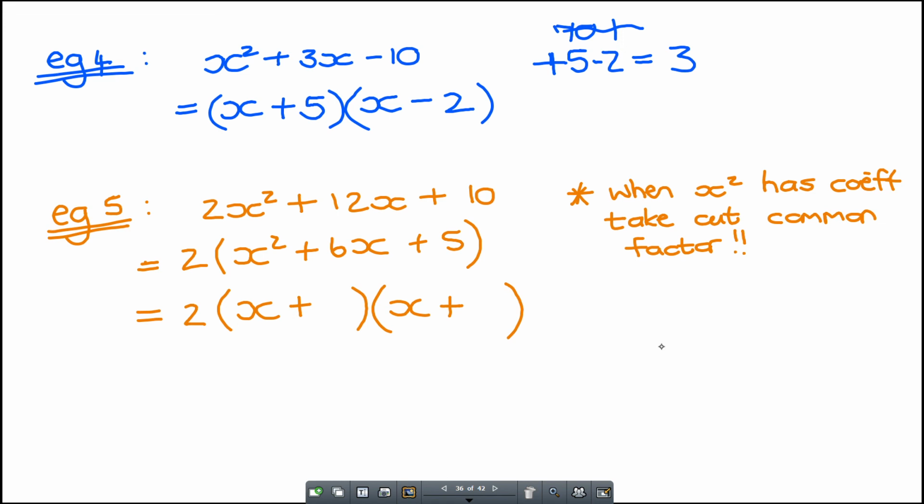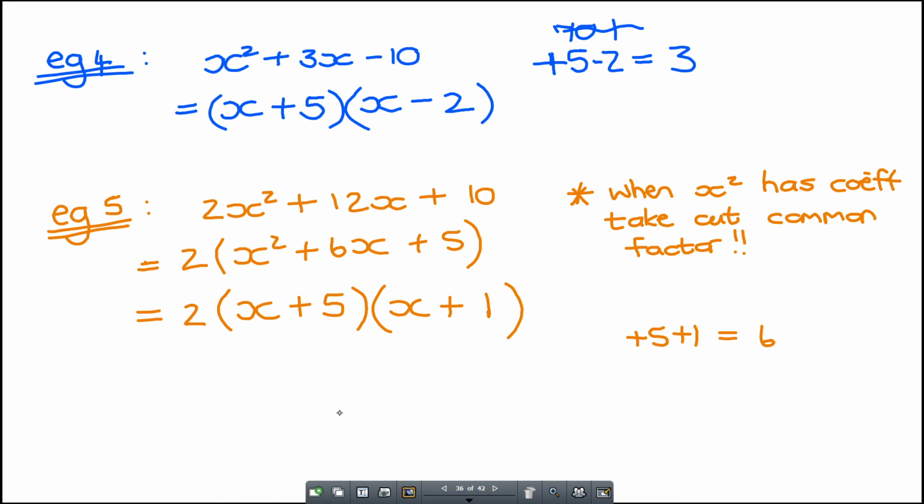Right, then we go look for factors of 5. Now that will just be 5 times 1. There's nothing else. I've got to use that to get 6, and that will be positive 5 plus 1 will give me positive 6. So x plus 5, x plus 1. As easy as that. Okay, I hope you guys get it.